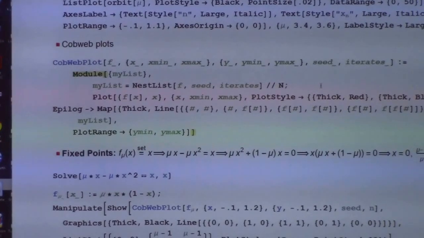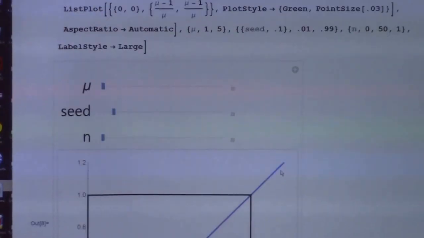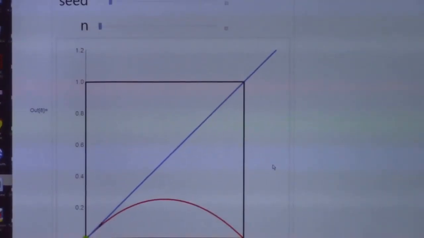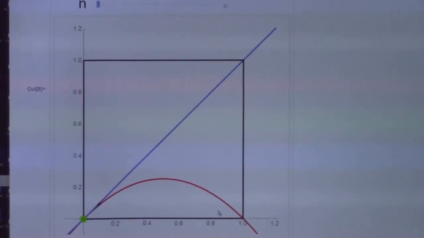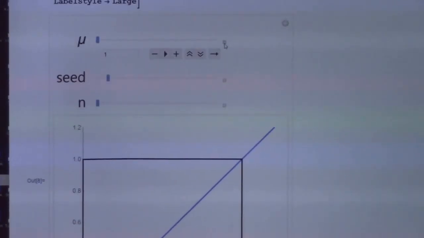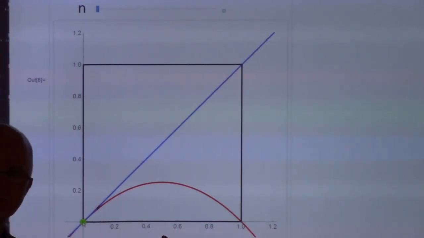You can make those cobweb plots that we made before. I added a little bit more to my plot here. So we've got the red graph, which is the graph of the logistic map. Mu here is starting at 1. You've got the starting value, 0.1. There's sort of a black dot right about there. x is 0.1, the x coordinate of that. I've got a green dot at the origin. The origin is a fixed point. You can see the red graph crosses the blue graph at the origin.